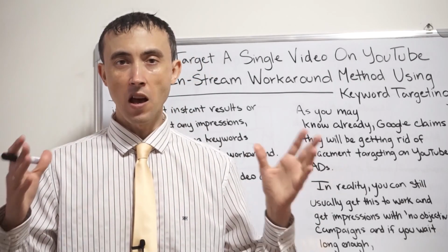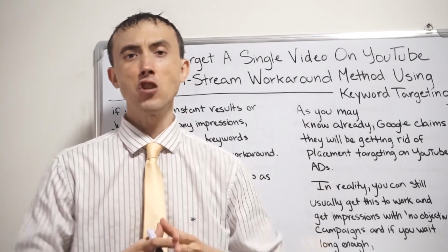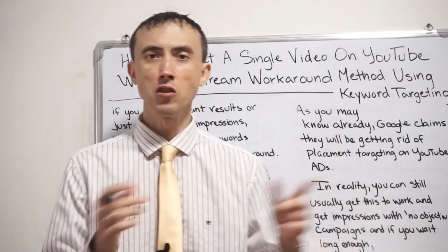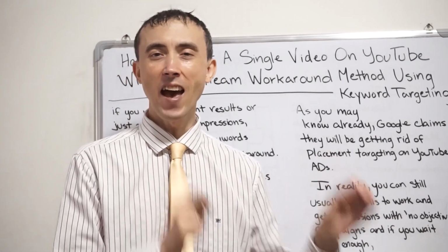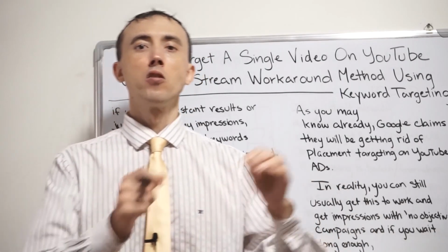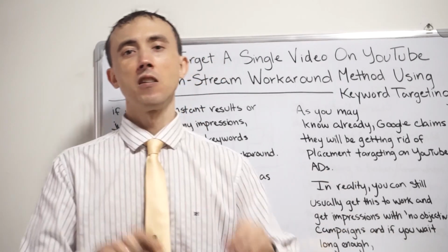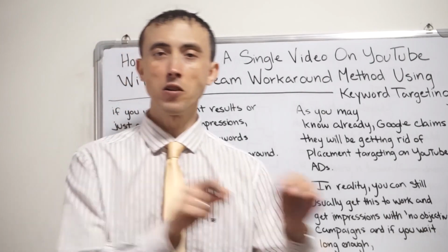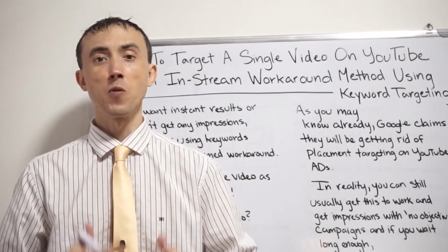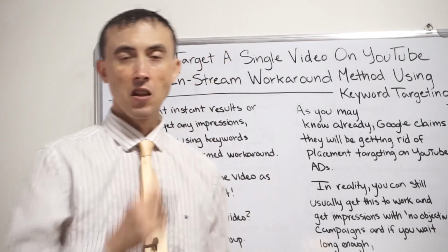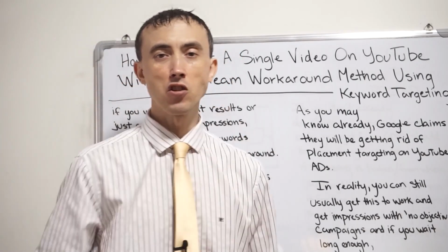The short explanation of this is you basically are going to use the title of the video that you want to get on as a keyword to target effectively a video that you want your video ad to show up on. And I'm going to explain and go into the full details with this, but that's basically the method that I wanted to share with you today.